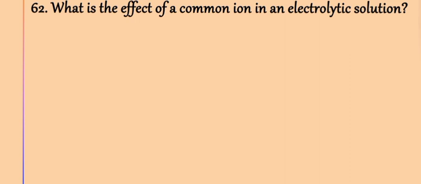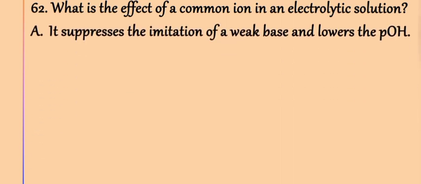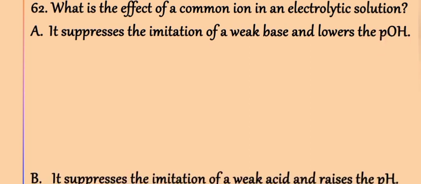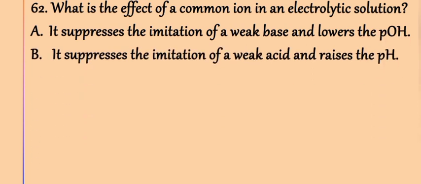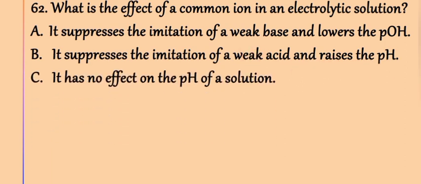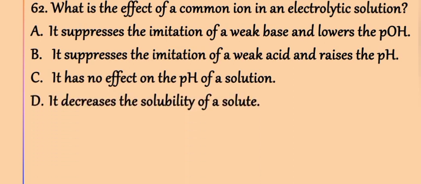question 61 question number 62 what is the effect of a common ion in an electrolytic solution? common ion በኤሌክትሮላይት ሶሉሽን ላይ ምን አይነት ኢፌክት ይኖራቸዋል? A it suppress the emission of what? weak base and lower the pH ነው የሚለን። B it suppress the emission of weak acid and rise the pH. C it has no effect on the pH of solution. D it decrease the solubility of solute.